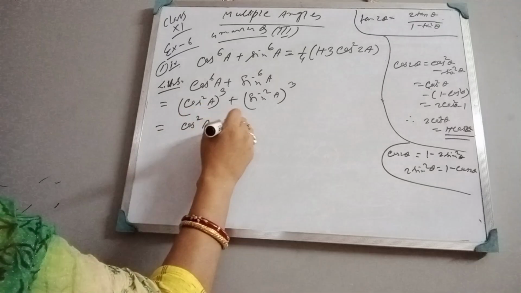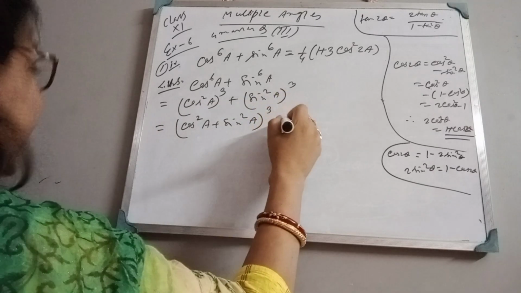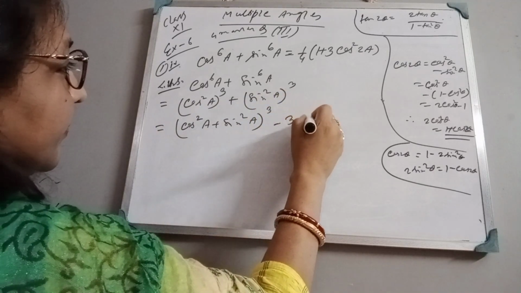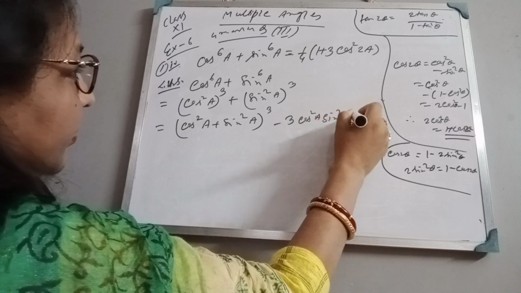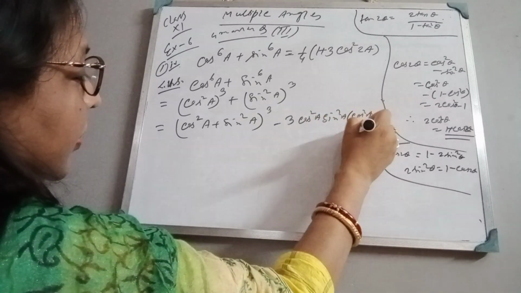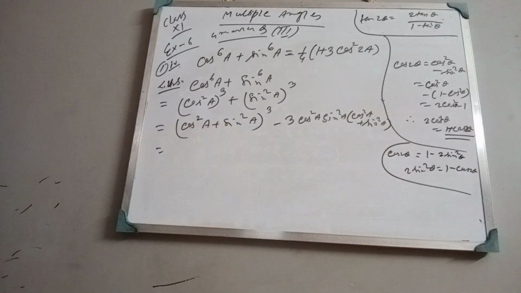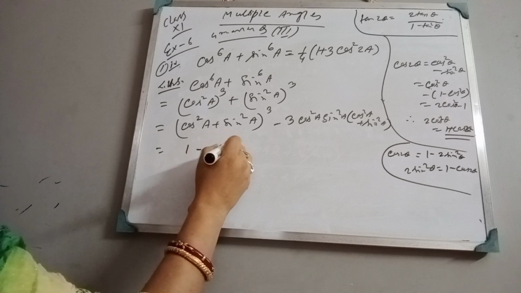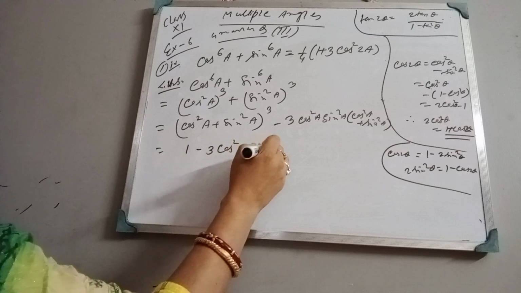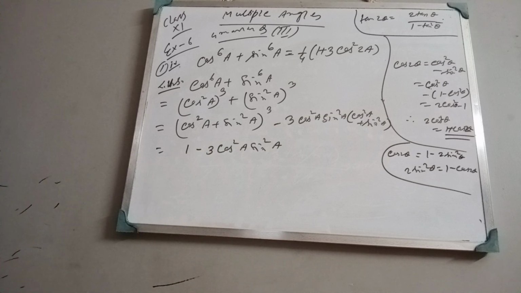So a plus b whole cube minus thrice ab into a plus b. Now cos square A plus sin square A, we know that is 1. So we will get 1 minus 3 cos square A sin square A, and this is also 1. So 1 minus 3 cos square A sin square A.